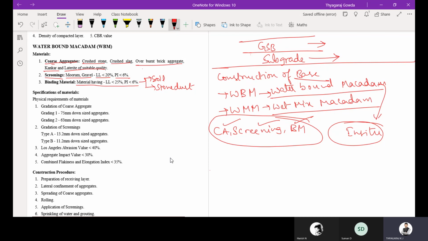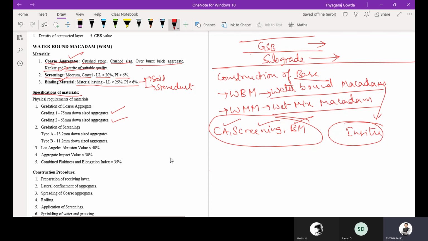So what are the specifications of these materials? We have seen the coarse aggregate, screening and binding material. We will see their specifications one by one. In the GSB layer, we saw the gradation of 75 mm and downsize aggregates used as coarse aggregates. Here also we are going to use two gradations: 75 mm and 63 mm downsize aggregates. That is, the aggregates passing the 75 mm IS sieve and the aggregates passing the 63 mm IS sieve can be used as coarse aggregates.